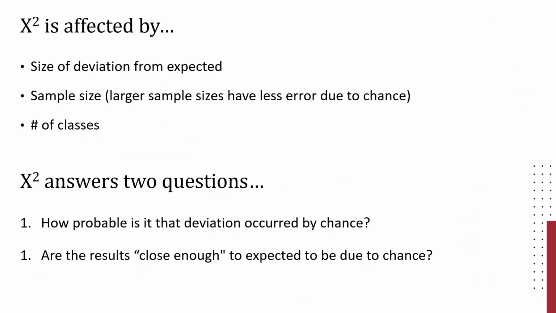Our chi-squared value is going to be affected by several different things. It's affected by how much deviation you actually have. It's affected by the sample size, so we're going to have the potential for much more deviation in a small sample. And then it's also affected by how many different outcome options there are or number of classes. So the chi-square test answers 2 questions. One is how probable is it that the deviation that you have occurred, and are the results close enough to what you expect?